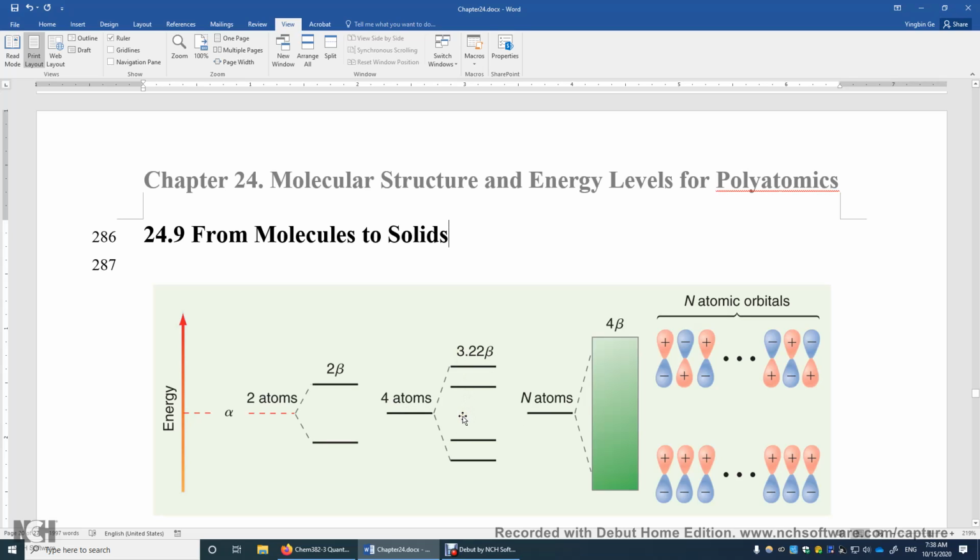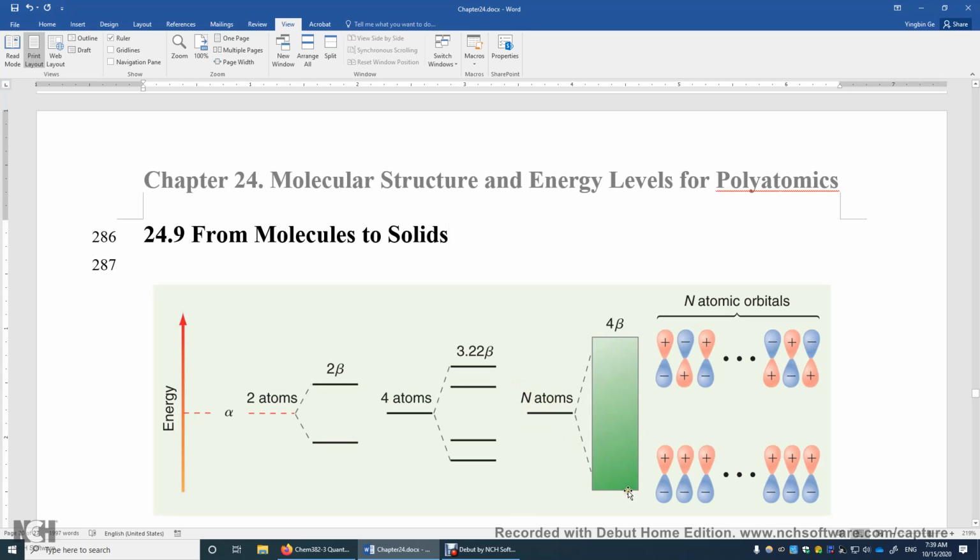We can add more carbon atoms to the chain. We can have CH2, double bond CH, single bond CH, double bond CH, single bond CH, double bond CH, single bond CH, double bond CH, single bond CH2. And we can make that even longer. When we have a really large number of atoms, the range from the lowest MO to the highest MO is going to be 4 beta. So there's a limit to it. And now if this N is large enough, you have a polymer.